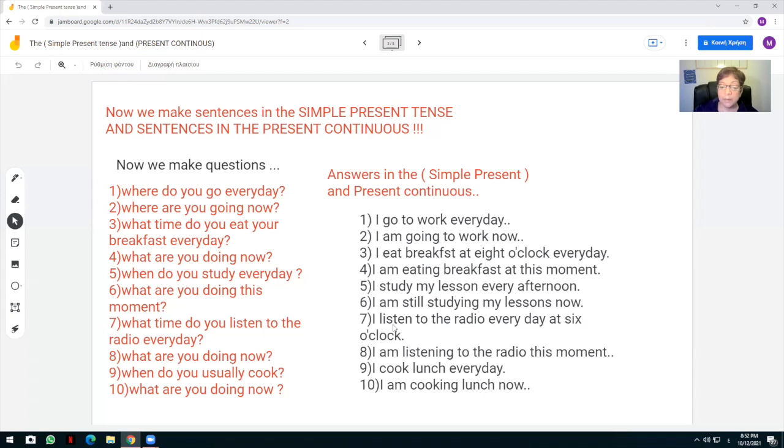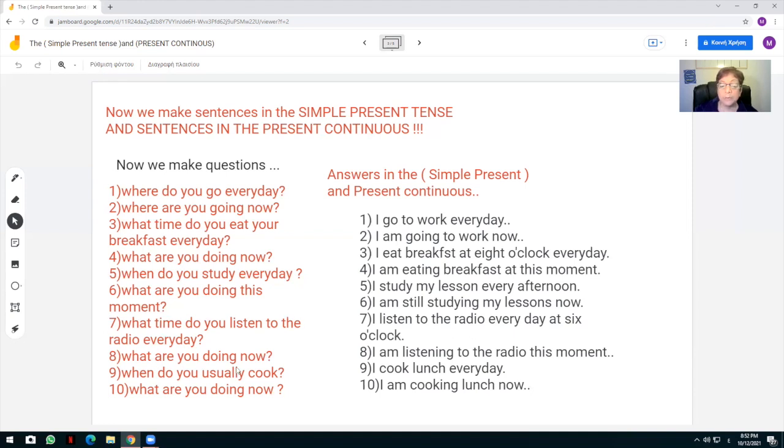Number 7. I listen to the radio every day at 6 o'clock. كل يوم بنسمع الراديو الساعة 6 كل يوم. I listen to the radio every day at 6 o'clock.